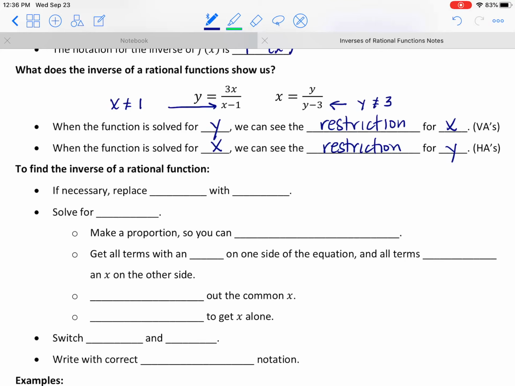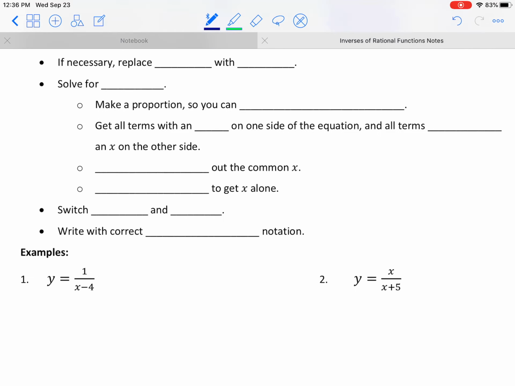So I showed you a different way to find the horizontal asymptotes so that we don't have to do all that work, but this is part of the reason why it's helpful to be able to have and look at the inverse function. Okay, so how do we go about getting from the y equals to the x equals version?